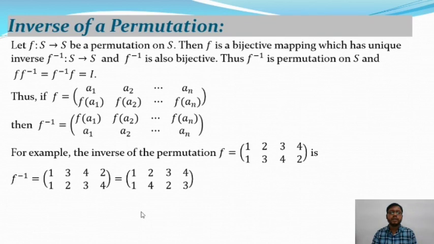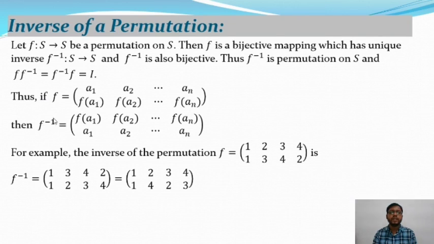So after that we will discuss the inverse of a permutation. Here is the definition of the inverse of a permutation. Let F be a bijective mapping from S to S, a permutation on S. Then F is a bijective mapping which has a unique inverse, F inverse, and F inverse is also a mapping from S to S, and it is also a bijective mapping. Thus F inverse is a permutation on S, and F inverse F equals F F inverse, which equals I, where I is the identity permutation.